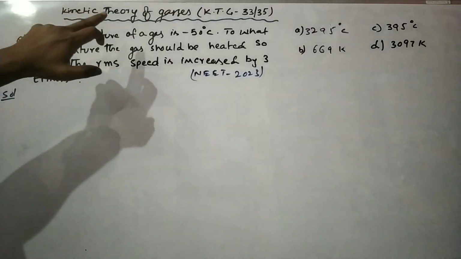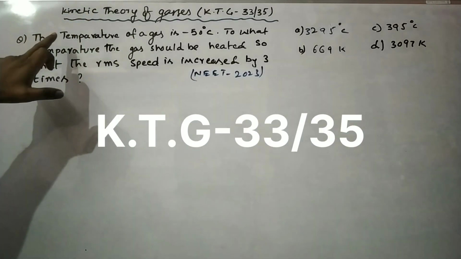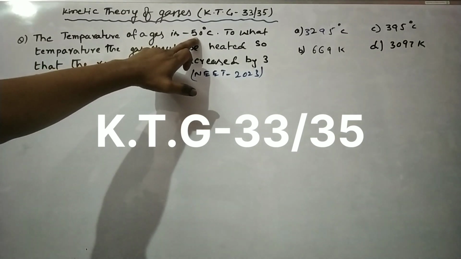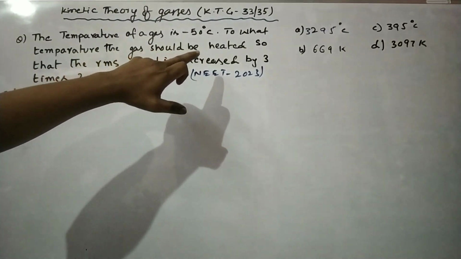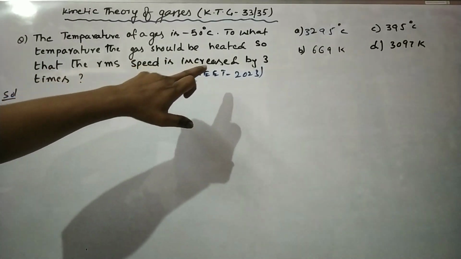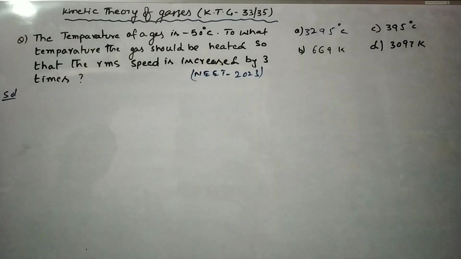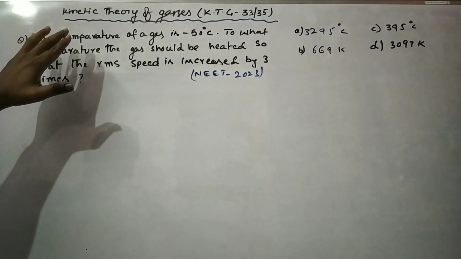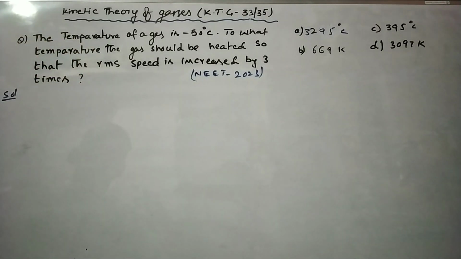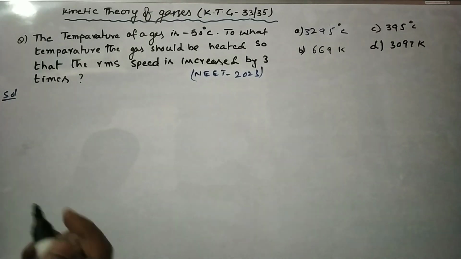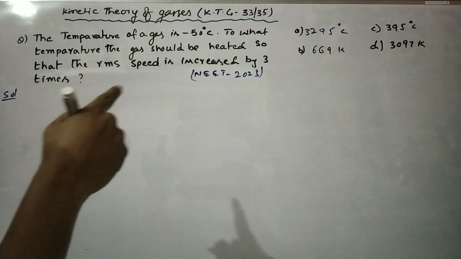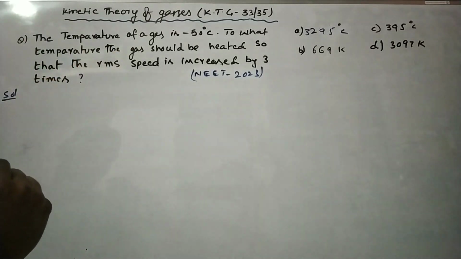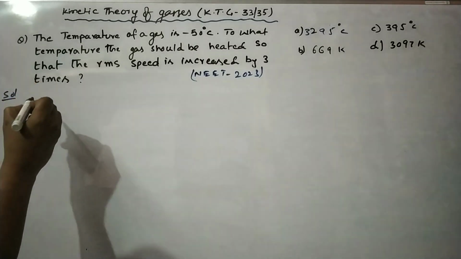Okay, right. The 33rd question in kinetic theory of gases: the temperature of a gas is given. To what temperature should the gas be heated so that the RMS speed is increased by 3 times? So first of all, what is the relation between temperature and the RMS speed of a gas molecule, which is obtained from the kinetic theory of gases? Based on that relation, we can calculate the solution. Okay, right. So what is that?